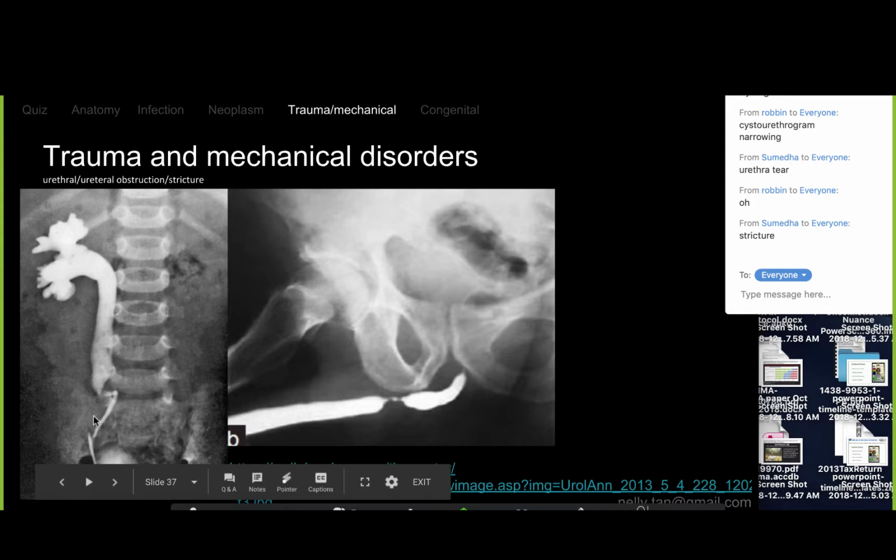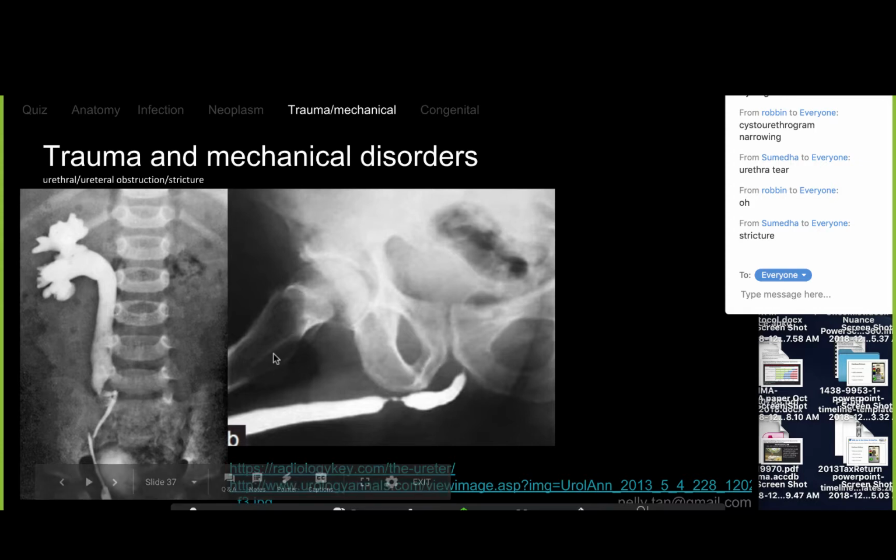Looking at this, we can't say what caused it, but the patient may have had radiation, or prior infection, inflammation. So the actual cause we don't know, but there's a long segment stricture which has led to hydronephrosis. So they can resect it and then try to do a ureteral implant, or try to correct the stricture by serial dilatation.